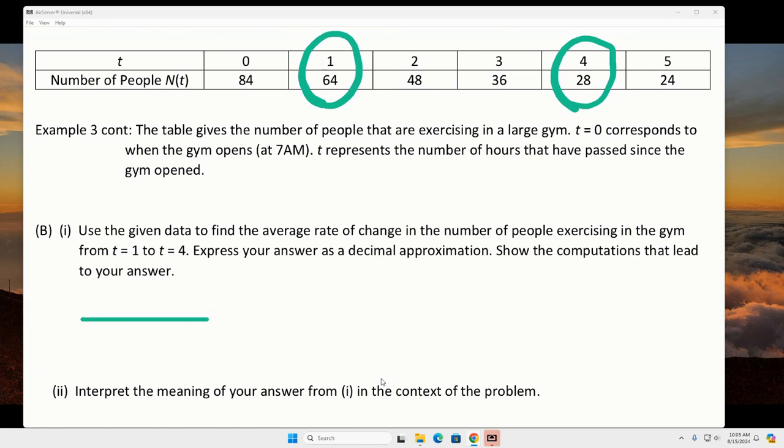All right, so what are we going to subtract in the numerator? So 28 minus 64 in the numerator, 4 minus 1 in the denominator. This is a calculator question. You can do this in the calculator or in your head, but you would get negative 36 divided by 3, or negative 12.